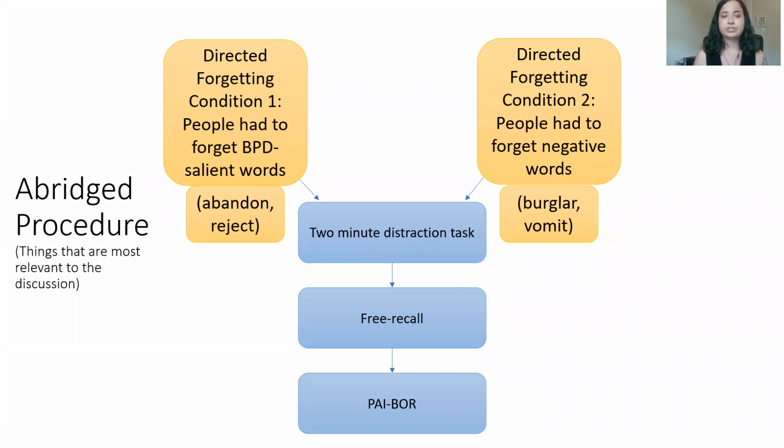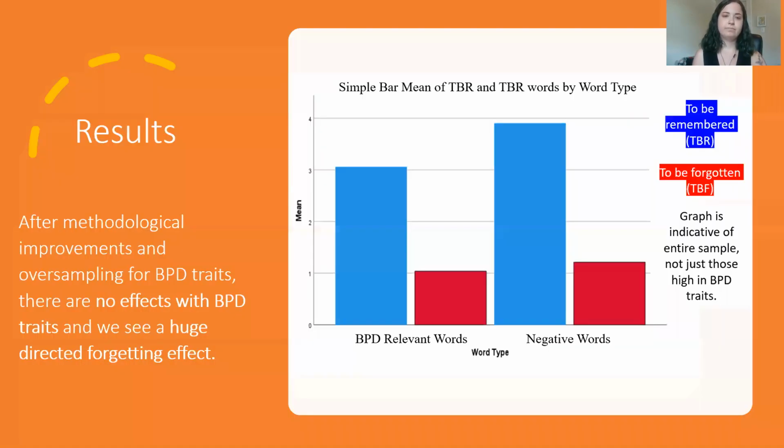This is an abridged version of my procedure. So for the item method directed forgetting task, there were 2 conditions. The first condition, those people had to forget BPD salient words. And in the second condition, people had to forget negative words. And I have examples of those words here. And then they did a 2-minute distraction task, followed by a free recall test. And at the very end, they did the PAI-BOR.